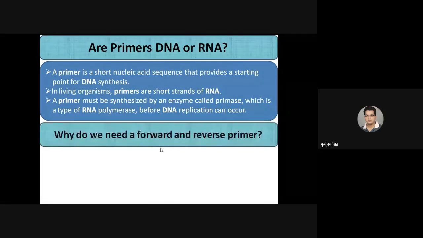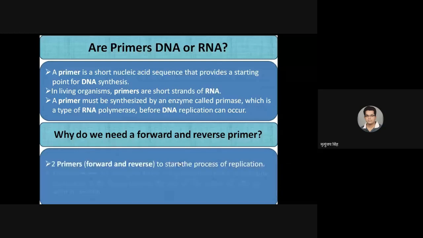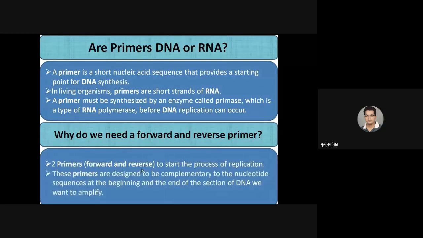Why do we need a forward and reverse primer? The two primers, forward and reverse, which we can also call left and right primers, start the process of replication. These primers are designed to be complementary to the nucleotide sequences at the beginning and at the end of the section of DNA which we want to amplify.